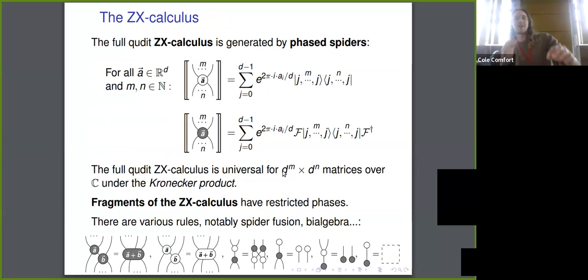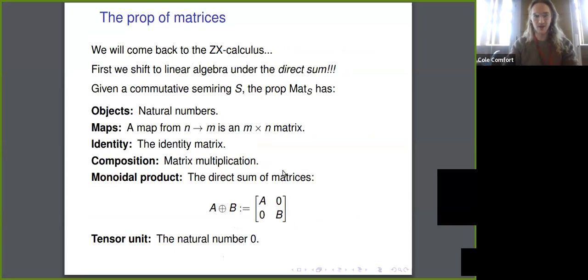So the distinction I'm making, at least at this point, is that for ZX calculus, you'd have to choose some dimension. So you can only pick out the matrices of a specific type, where the type is powers of that dimension. But here, if we change the tensor product to be the direct sum, then just by taking the one-dimensional vector space and summing it with itself, you generate all of the finite dimensional vector spaces.